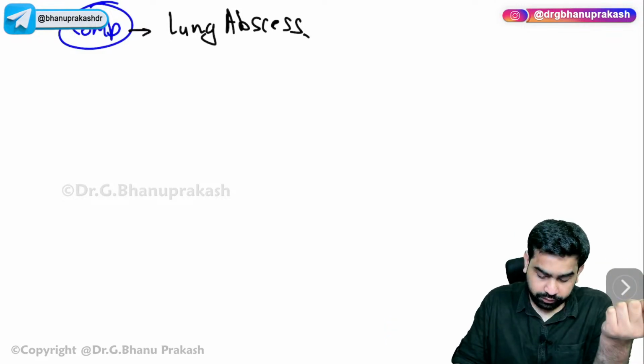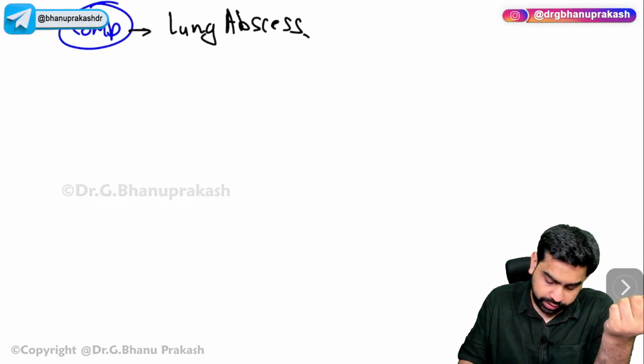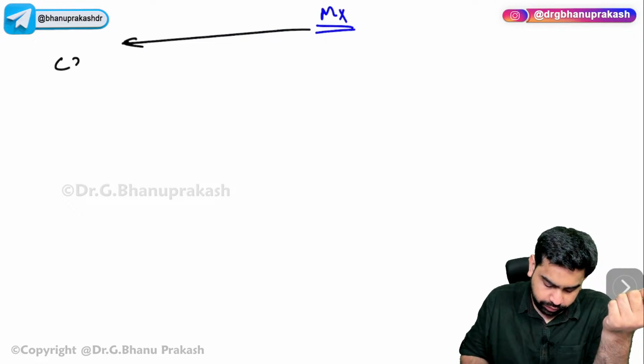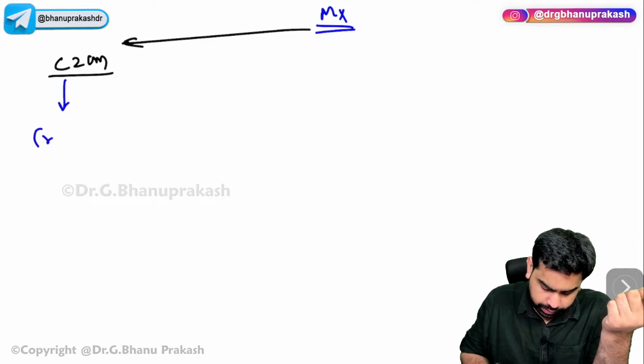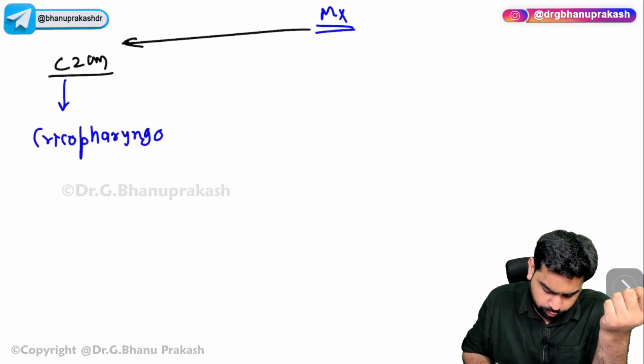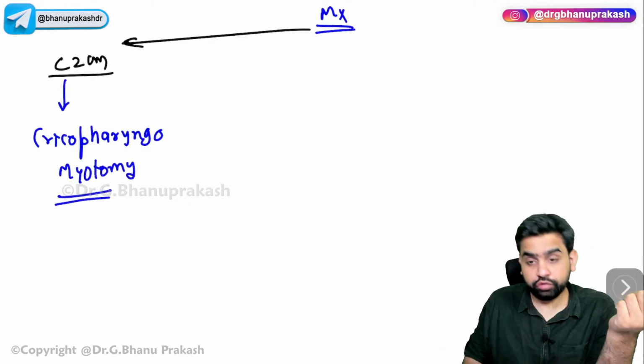Now, when we talk about management, this is the important part. Let's talk about the management of patients with Zenker's diverticulum. If it is very small, less than 2 centimeters, all you need to perform is a cricopharyngomyotomy.